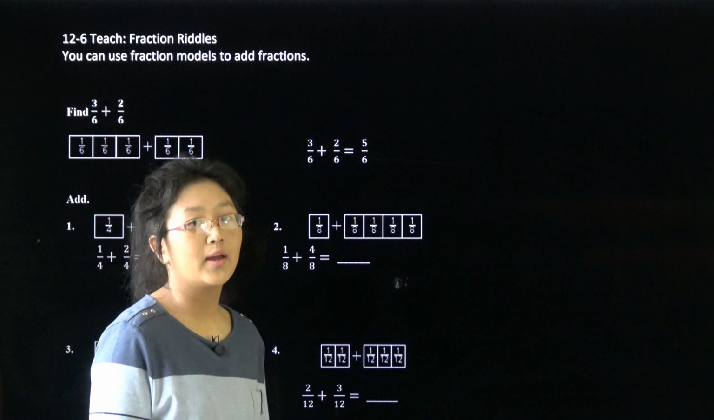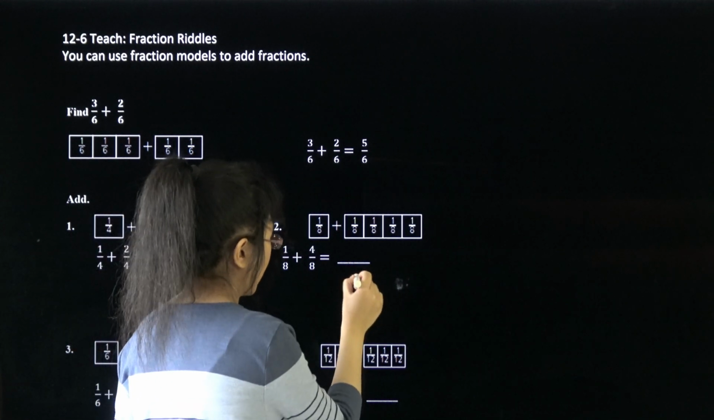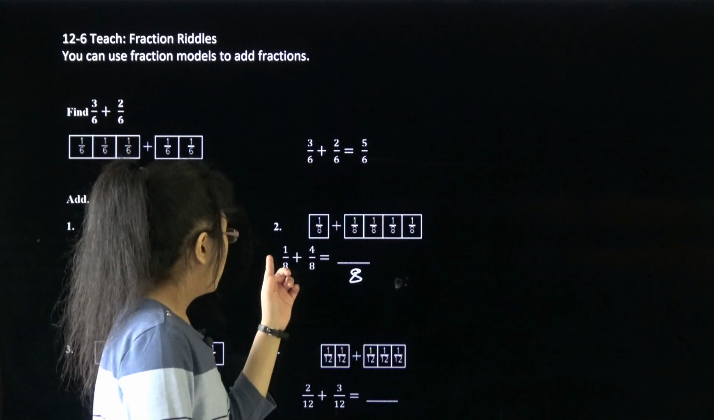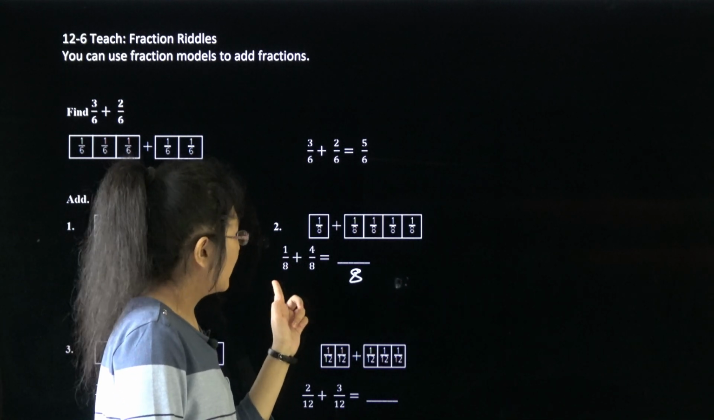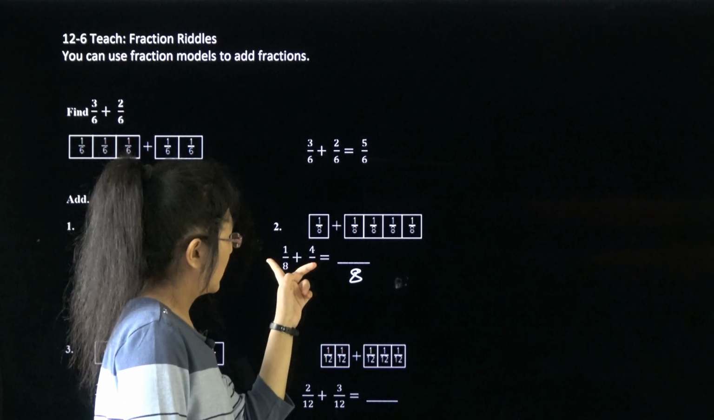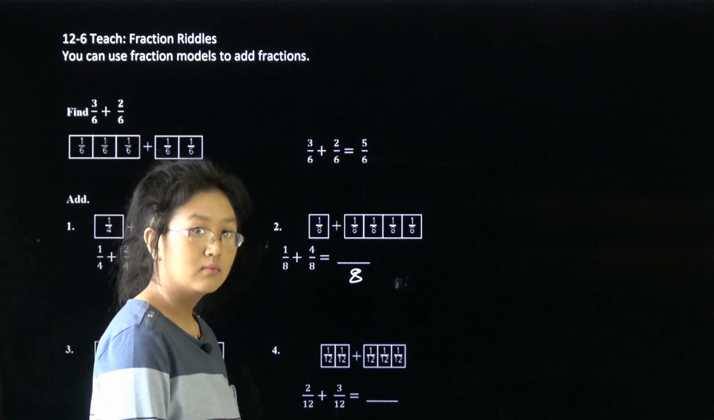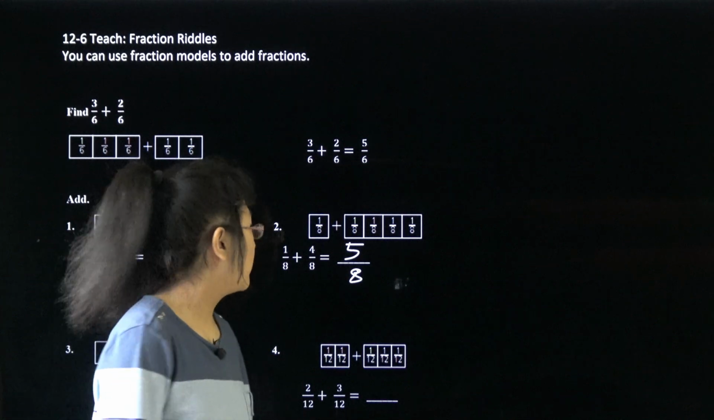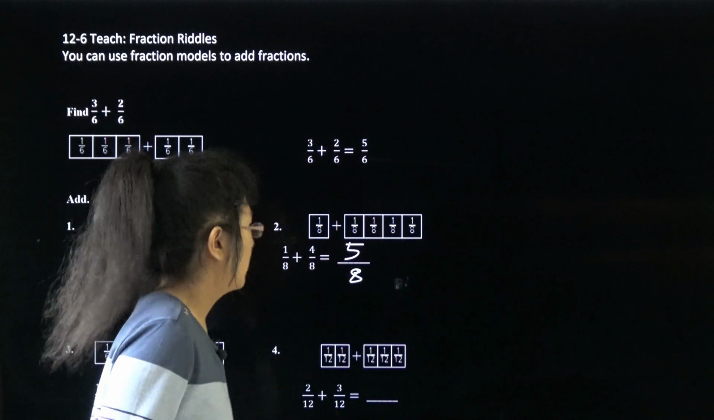So is 8 equal to 8? Yes. So we keep the 8. And since we keep the 8, we don't really need to change the numerators, what's 1 plus 4? 5. 5 over 8. Easy, right? We didn't even need to count these.